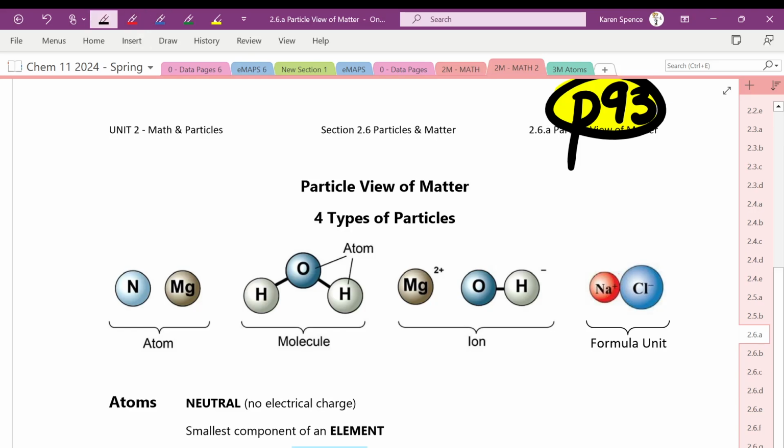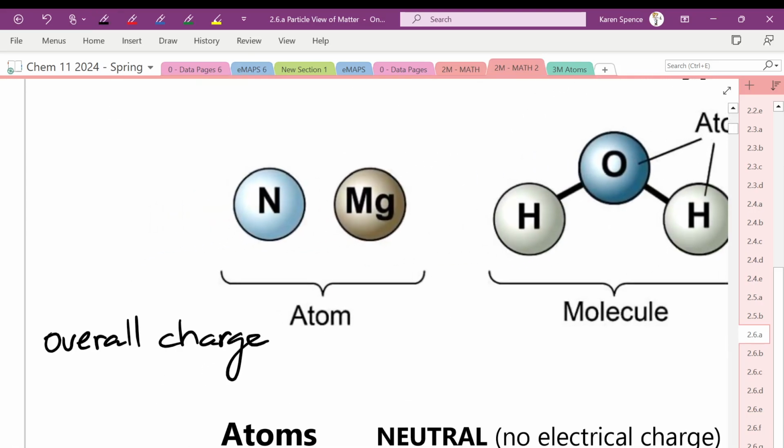Yes? Okay. Now, what we're going to do is for each one of these, we're going to write down what the overall charge is. What is the overall charge for an atom? Neutral. Because the number of protons equals the number of electrons. So the number of positives equals the number of negatives. That's going to come in handy in unit 3.